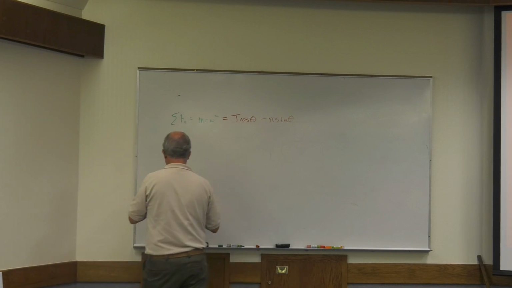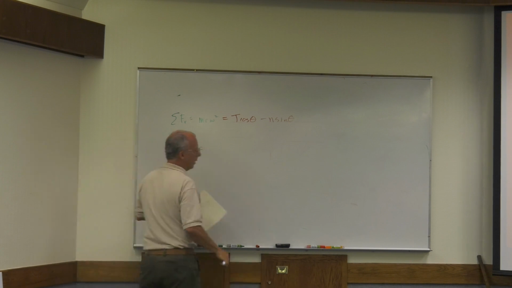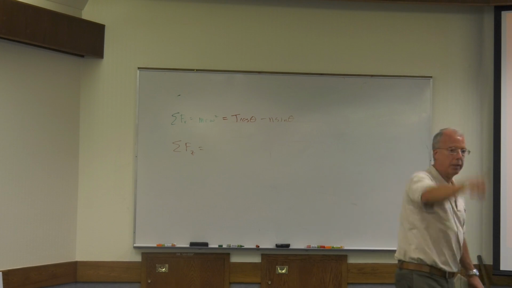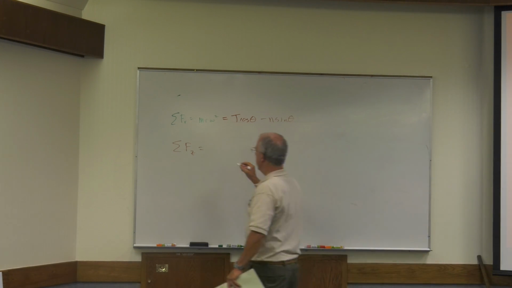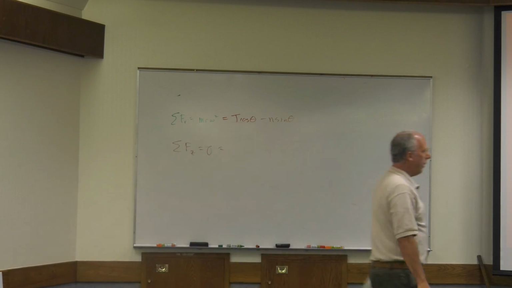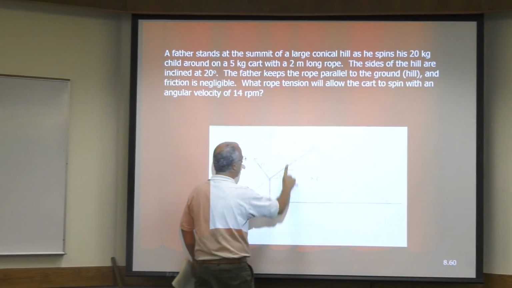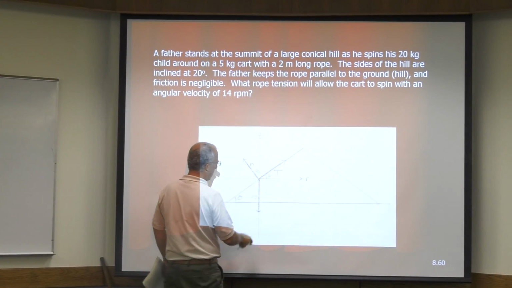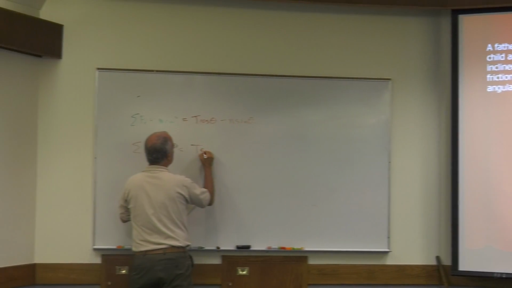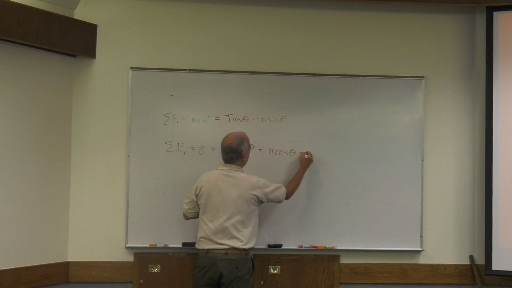And now for the z equation, what is the sum of the z forces? Remember, it's a horizontal circle, so there is no acceleration in the z direction. So the sum of the z forces is 0. If this is T cos, that means that this is T sine. So we have T sine, we have N cos, and we have mg. That's it. So we have T sine theta plus N cos theta minus mg.